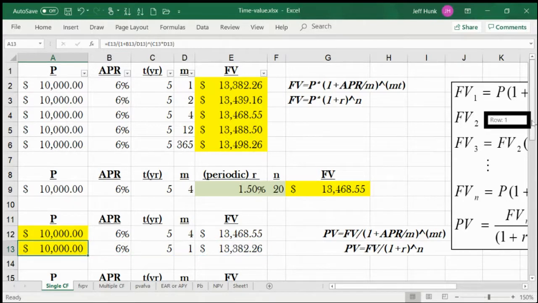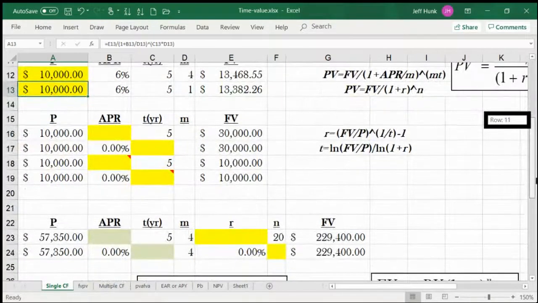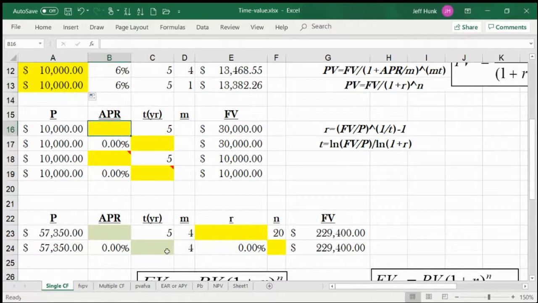Okay. Now, so that was the example of discounting. Let's go to an example of finding R, the rate, right? So here, looks like you have $10,000 today, and in 5 years, you want to grow it to $30,000. Okay.